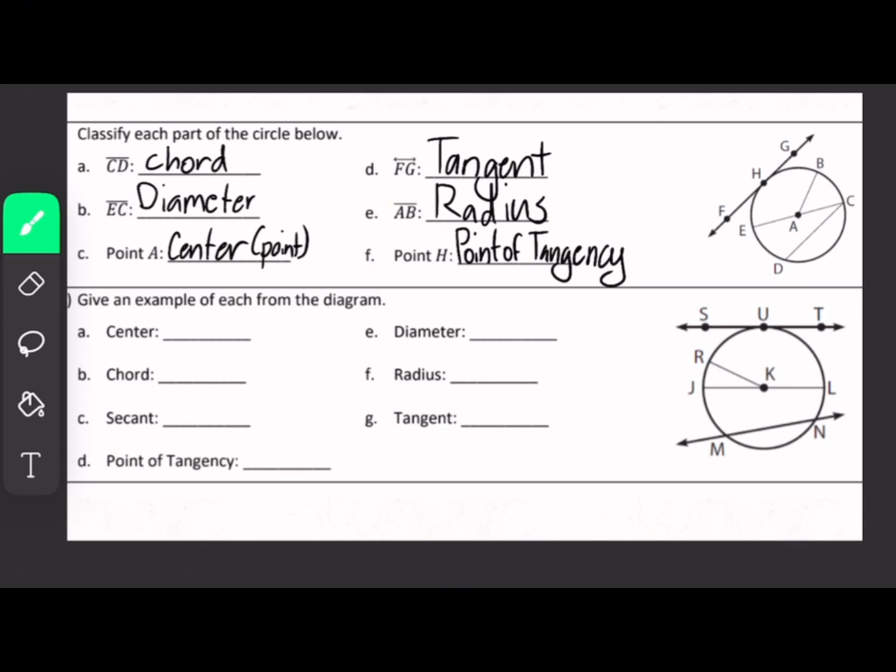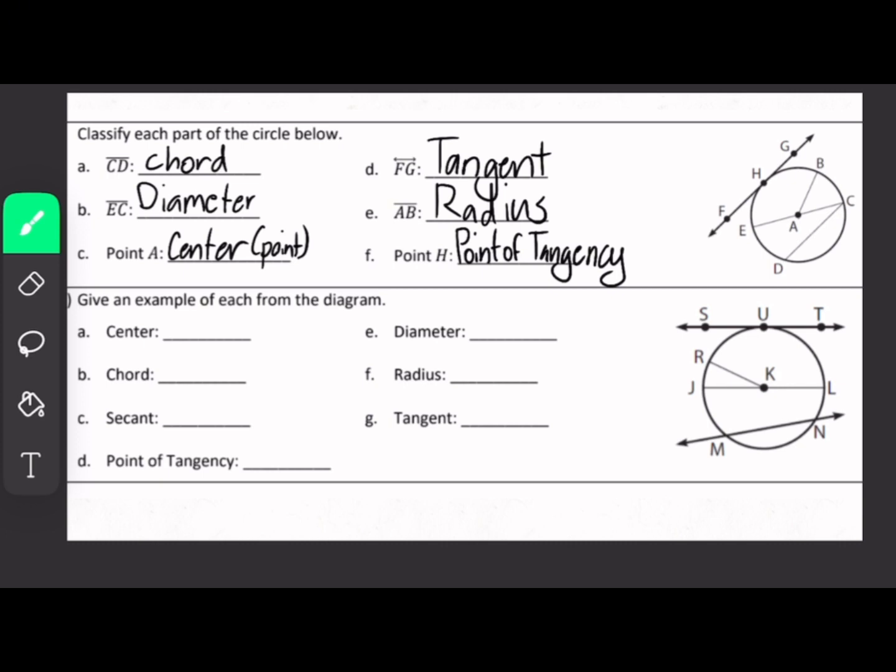FG is our tangent because it only goes through one point of the circle and never connects again. AB is our radius because it's 1/2 of the diameter. And point H is the point of tangency because that's where the tangent meets the circle. Cool. Moving on. Give an example of each from the diagram.